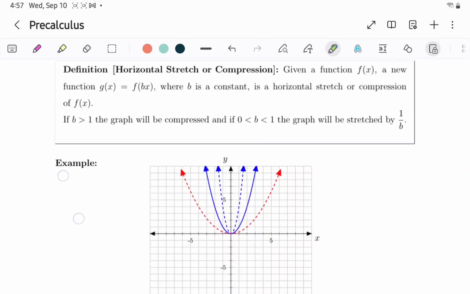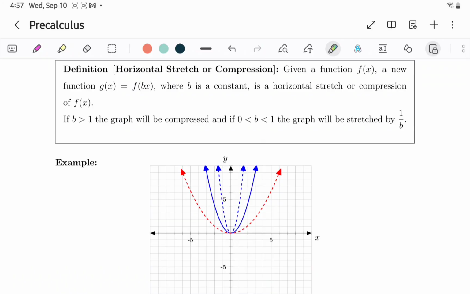And then one more kind of transformation. So that's going to be the horizontal stretches or compressions. So given a function f of x, a new function g of x equals f of b times x, where b is a constant, is a horizontal stretch or compression of f of x. And if b is greater than 1, the graph will be compressed. And if b is strictly between 0 and 1, the graph will be stretched. And in either case, it's going to be by a factor of 1 over b.